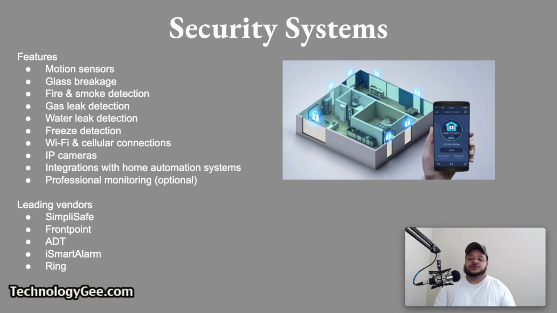Some of the features of typical intelligent security systems might include things such as motion sensors, glass breakage, fire and smoke detection, gas leak detection, water leak detection, freeze detection, Wi-Fi and cellular connections, IP cameras. Integration with home automation and professional monitoring is optional. Some leading vendors are SimpliSafe, FrontPoint, ADT, iSmartAlarm, and Ring. I personally have the Ring home security system installed in my house, and I love it.